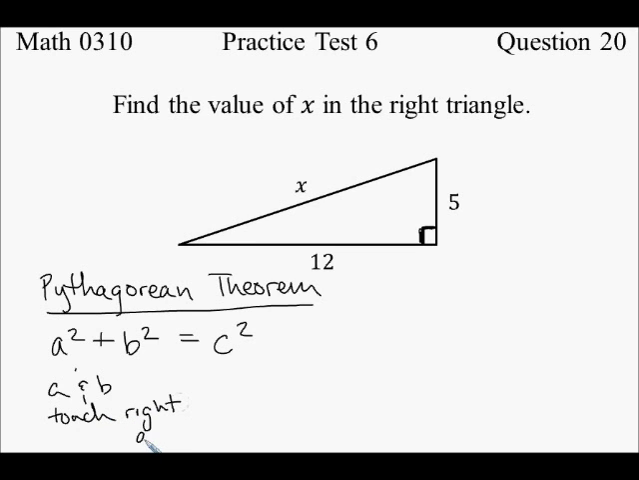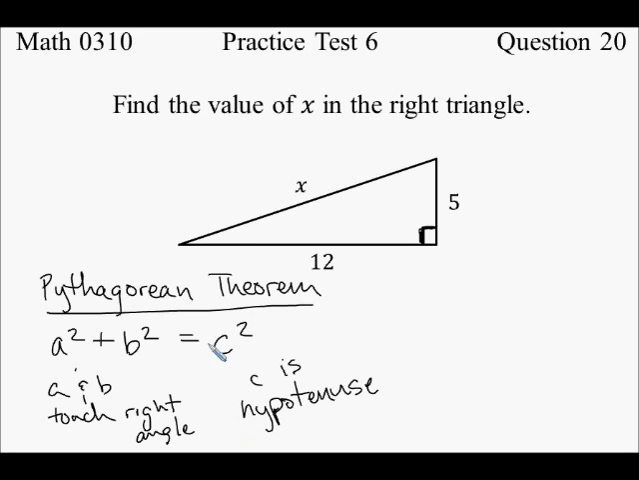Always want to remember that. And C is always what we call the hypotenuse of the right triangle. C is the hypotenuse. And the hypotenuse is the side that does not touch the right angle in the right triangle. So here we can see that this diagonal side here is going to be our hypotenuse.